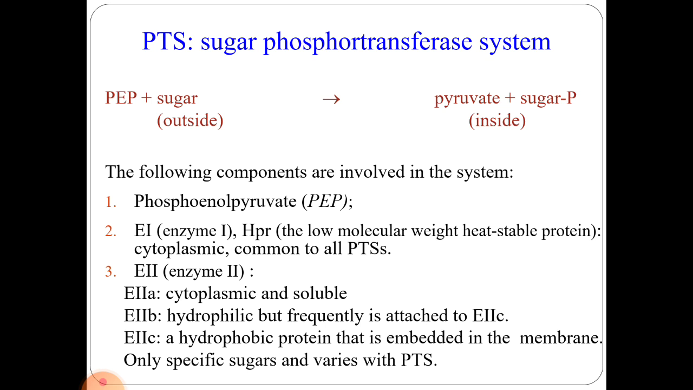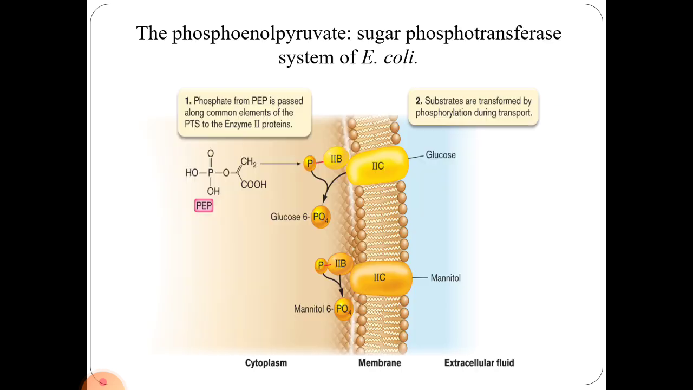E2 enzymes are specific only for sugars and it varies with different PTS systems. Here in the picture we can see the phosphoenolpyruvate sugar phosphotransferase system of E. coli.